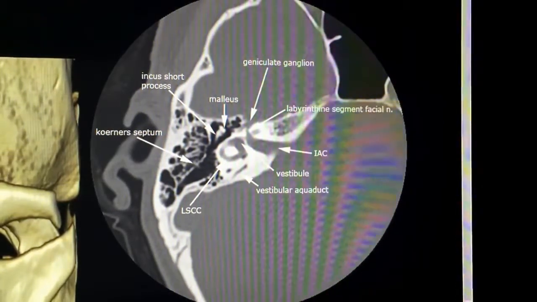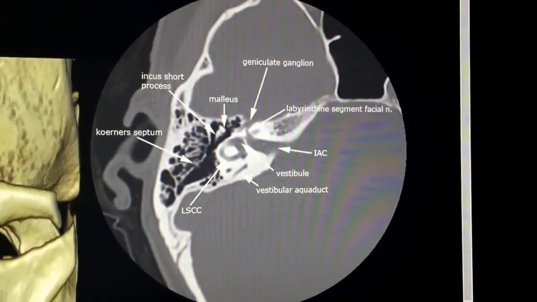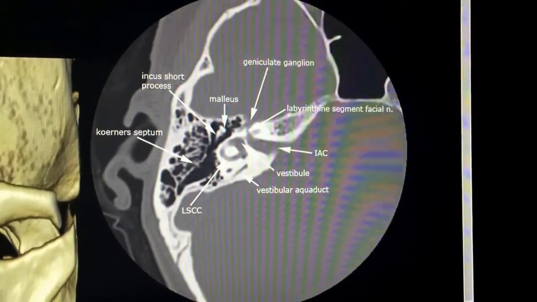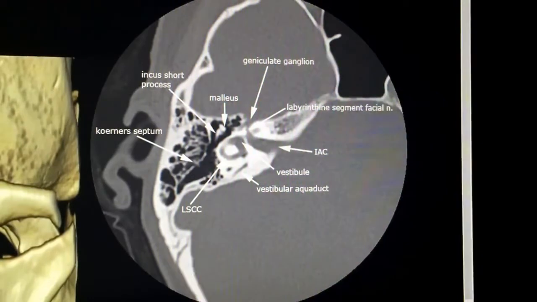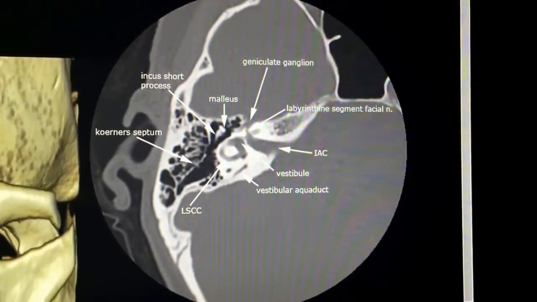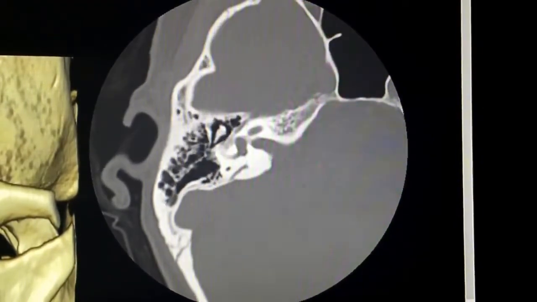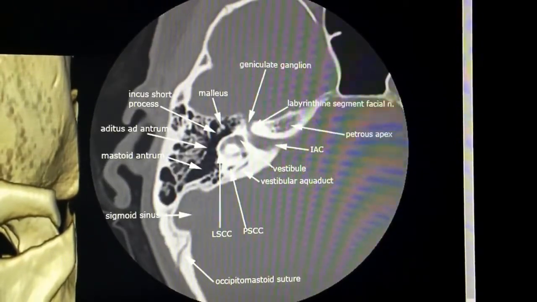Today we review the segments of the facial nerve. We start by mentioning that we're looking at a CT of the temporal bones. The first segment is an intracranial segment or the cisternal segment, which is not shown here. But then for the second segment, we use the internal auditory canal as our landmark. The internal auditory canal then gives rise to the labyrinthine segment and then the geniculate ganglion.